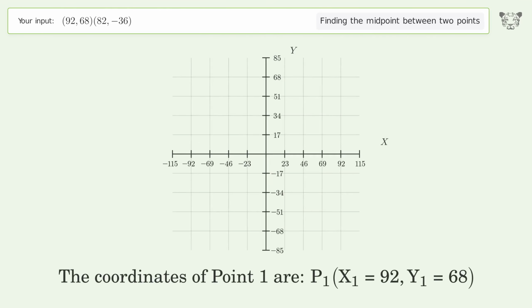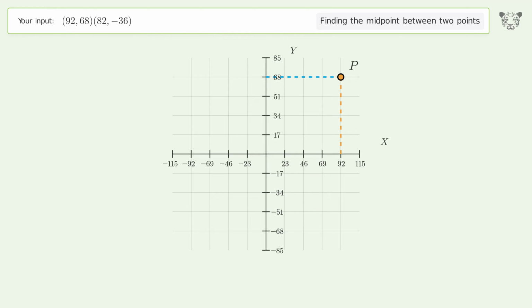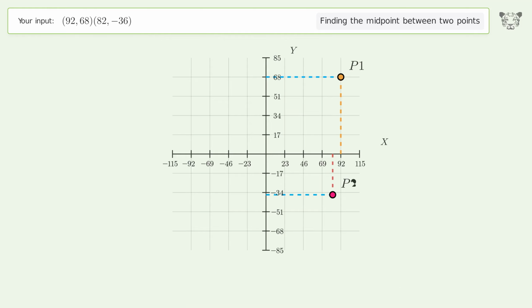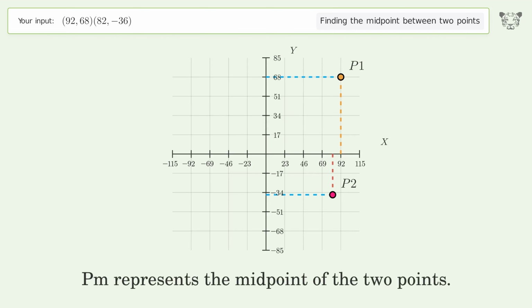The coordinates of point 1 are x1 equals 92, y1 equals 68. The coordinates of point 2 are x2 equals 82, y2 equals negative 36. PM represents the midpoint of the 2 points.